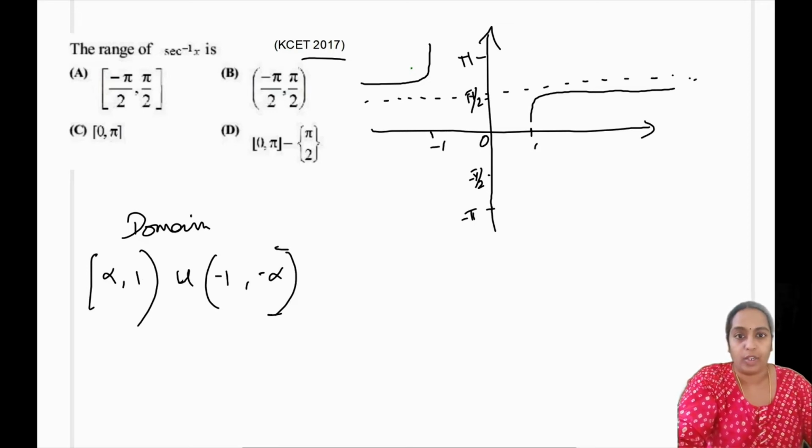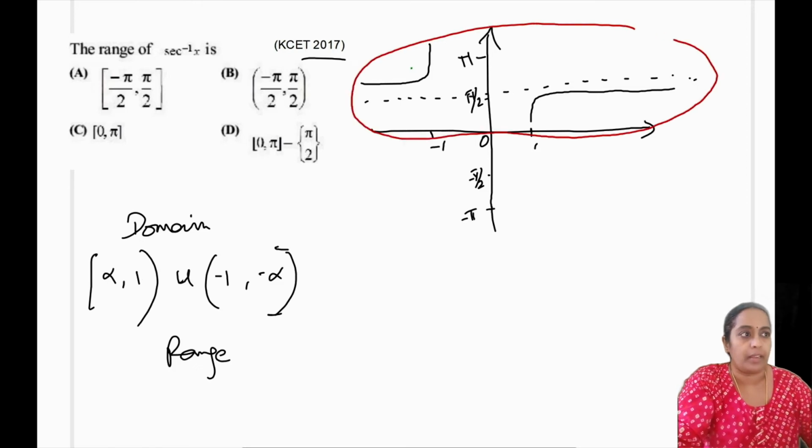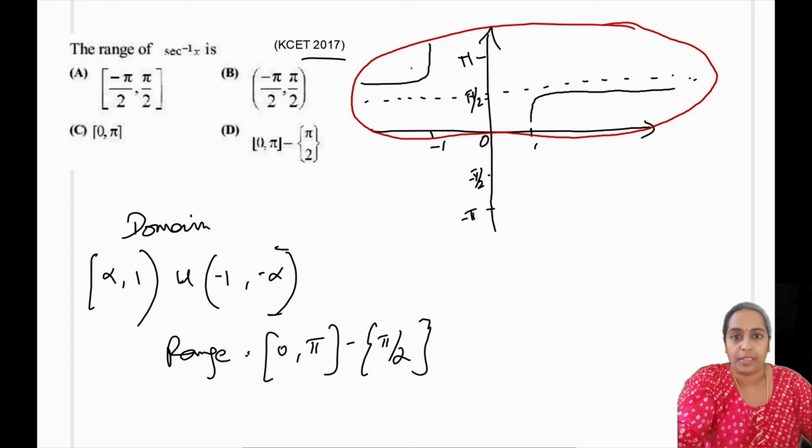Why? Cos pi by 2 is 0. Secant pi by 2 is going to be 1 by 0, which is not defined. So we can't have that in the range. So when you look at the graph, range is going to be 0 to pi. The graph is in 0 to pi and excluding pi by 2. So range will be the closed interval 0 comma pi minus pi by 2. So this is the range. So option D is the correct answer. So moving on to the next question.